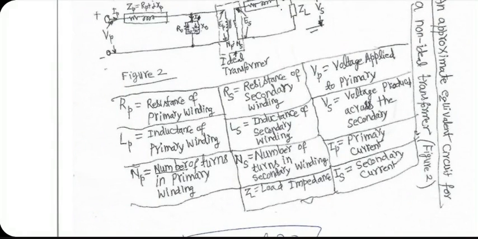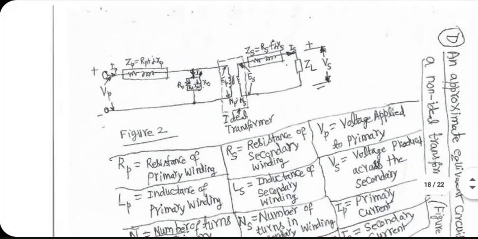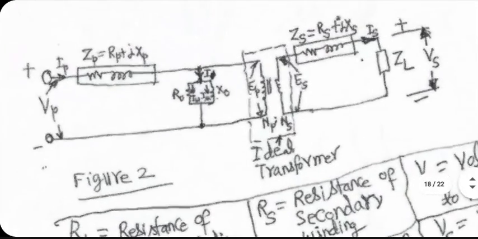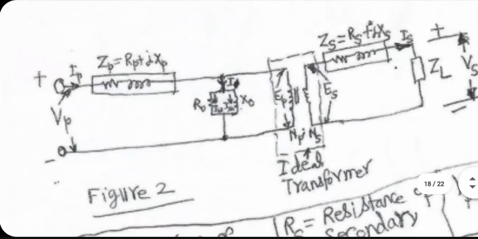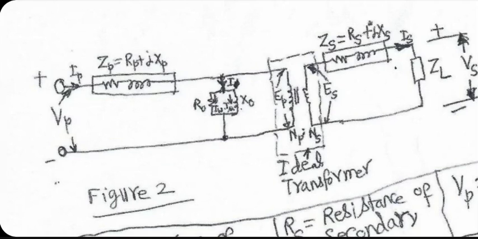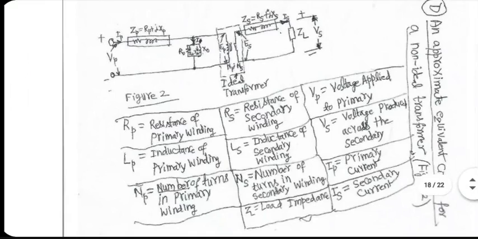IP is primary current, IS is secondary current. Now keep in mind that IP is the input current, but some of that will be diverted to the core. So IP minus I0 will actually go in the primary. When we do calculations, all this has to be kept in mind.